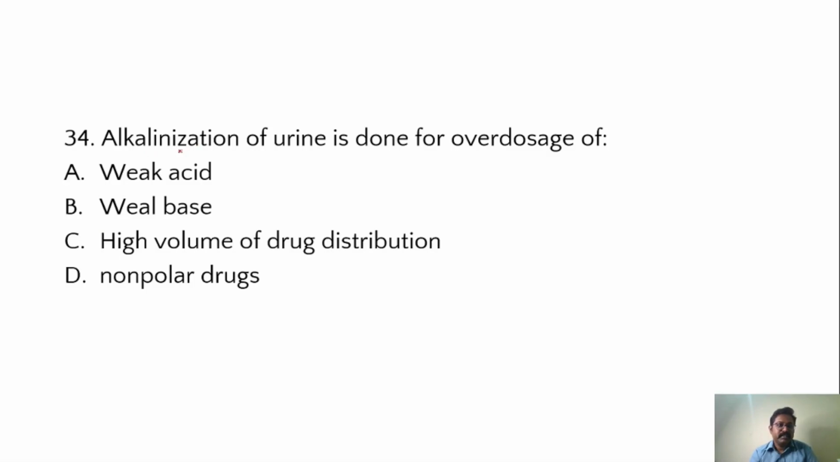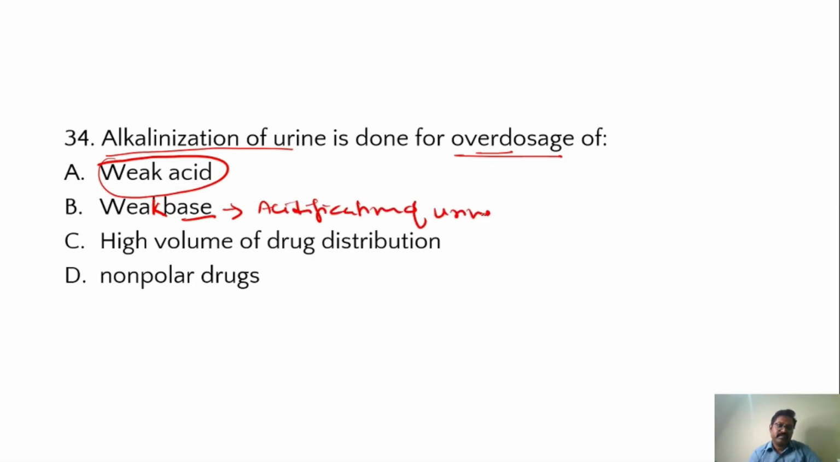So next, coming to the other question: alkalization of the urine is done for overdosage of. This has been covered already. Alkalization of the urine is done for overdosage of weak acidic drugs. For weak basic drugs, you need to go for acidification of urine.